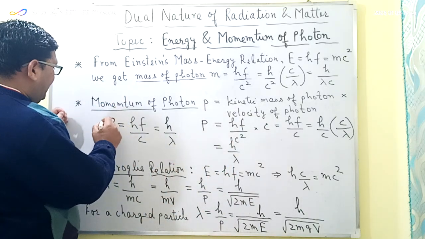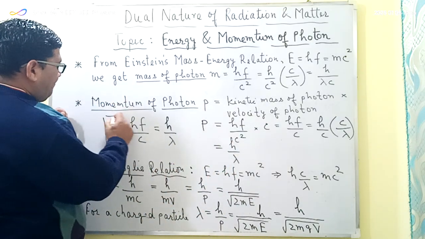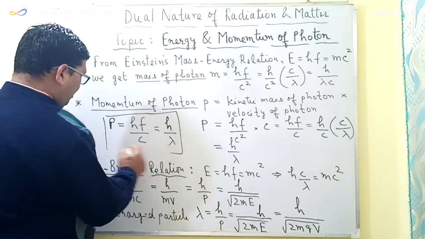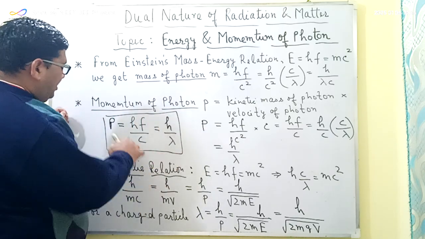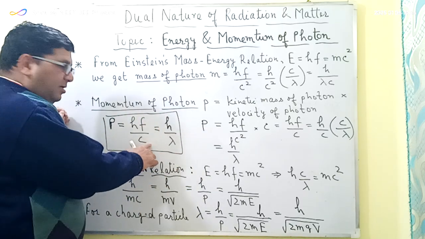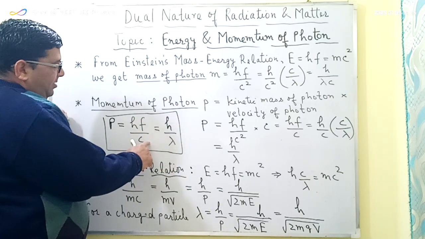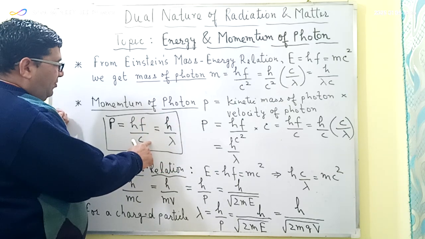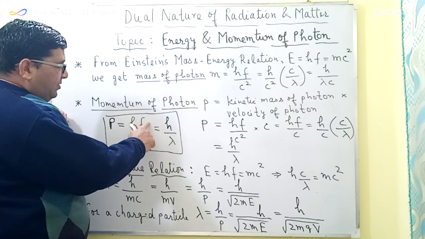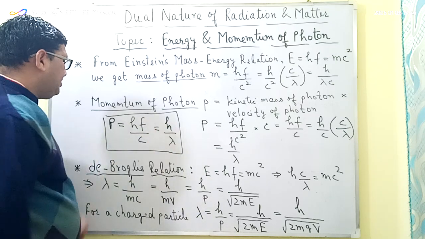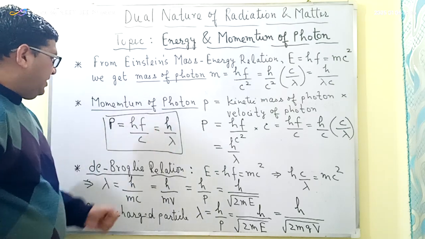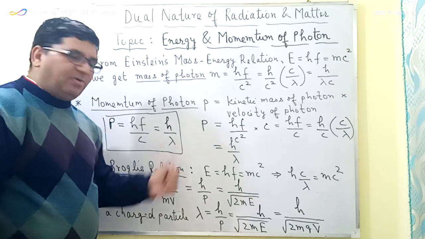So here I have written that the momentum of the photon has got two important formulas, that is hf upon c and h upon lambda. So hf upon c is the momentum of the photon in terms of its frequency, and h upon lambda is the momentum of the photon in terms of its wavelength.